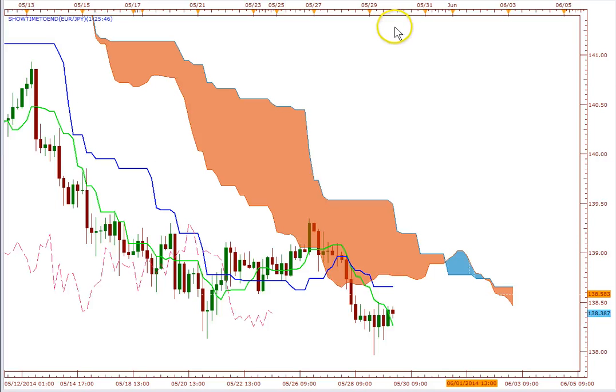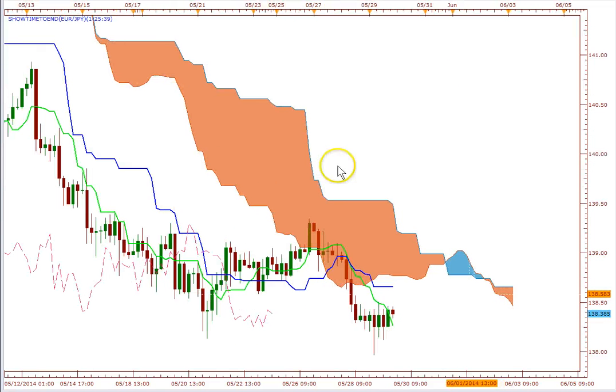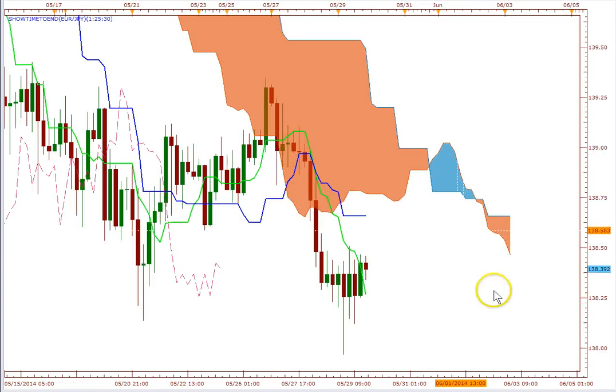And finally, I'm going to look at this Euro Yen here. You had a breakout right here. This breakout was confirmed by your crossover right here, by your twist right here.